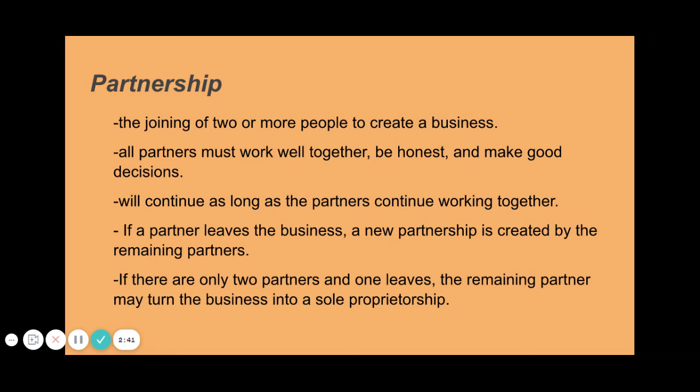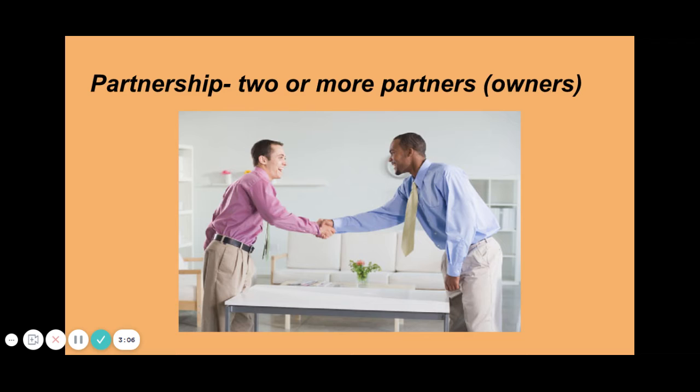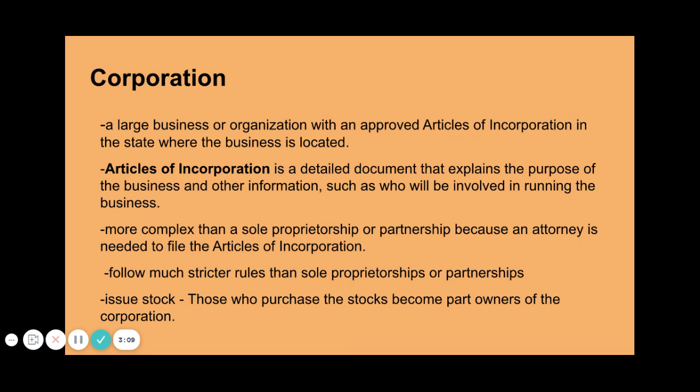If a partner leaves the business, a new partnership is going to be created by the remaining partners, or it might turn into a sole proprietorship, depending on how many partners there are. If there are only two partners and one leaves, the remaining partner turns that business into a sole proprietorship, just like I said. Again, with a partnership, these people have to work really closely together, and they have to be willing to work together to be successful. Okay, two or more partners or owners is a partnership.